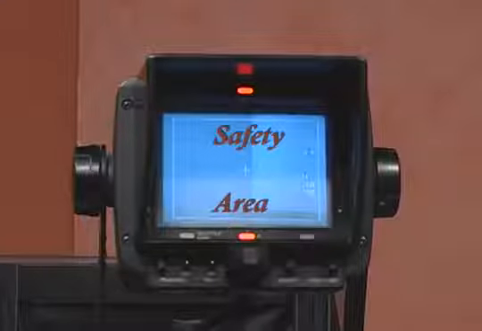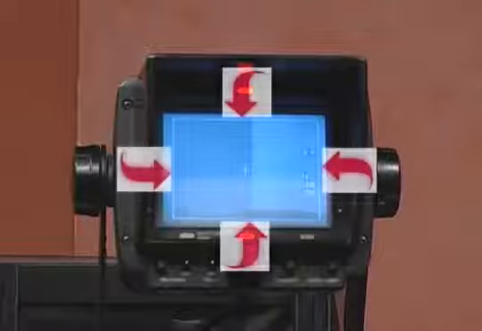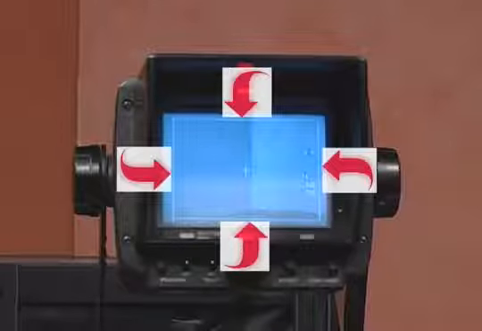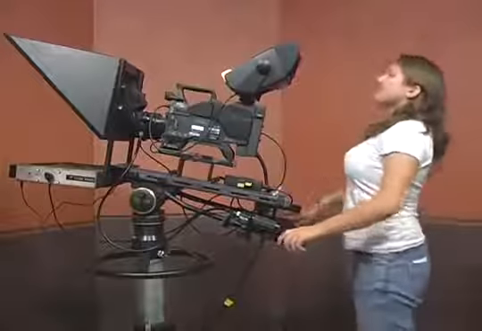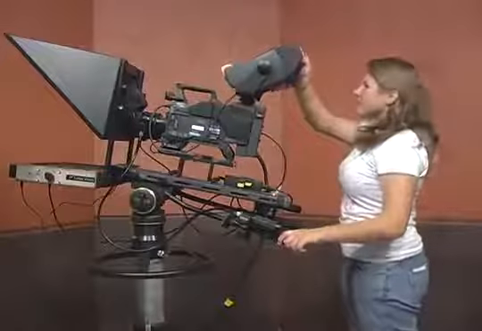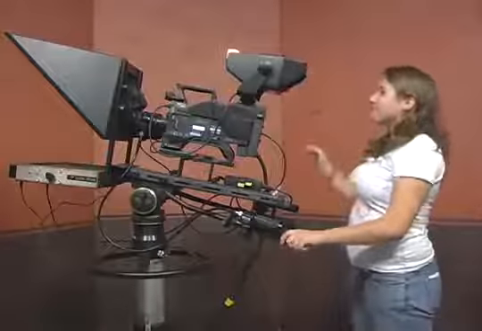In the monitor screen, you'll find a white square. This is known as your safety area. Anything captured inside it will be recorded on tape. Anything outside of it might not make it in. If you can't really see the monitor, tilt it to where you can by moving it up or down. You can also adjust the brightness and contrast to help you see better.